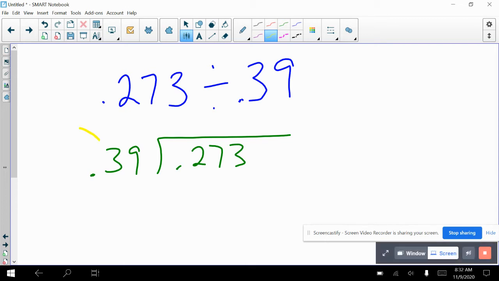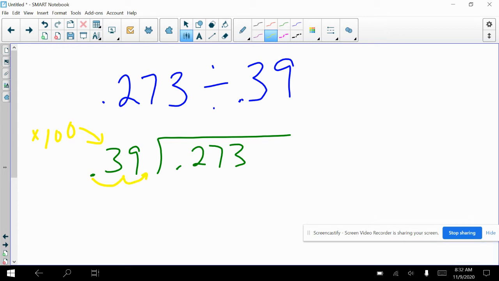You have to look at your divisor, and you have to make the divisor a whole number. Benson. Okay, we got to multiply by 100 this time. Why? Because we have to move it twice to get the whole number of 39. Now if you look at your dividend, it's only going to move twice, and it's not going to be at the end of the number now.